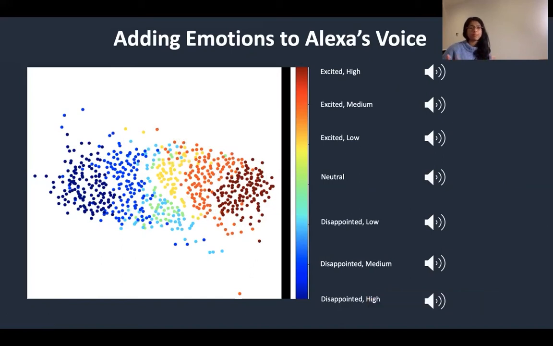Or you can get anything in between as well. So the important thing to note over here is that we have added styles and emotions to the synthesized speech without compromising on the naturalness of it. It still sounds like a human or near human-like.